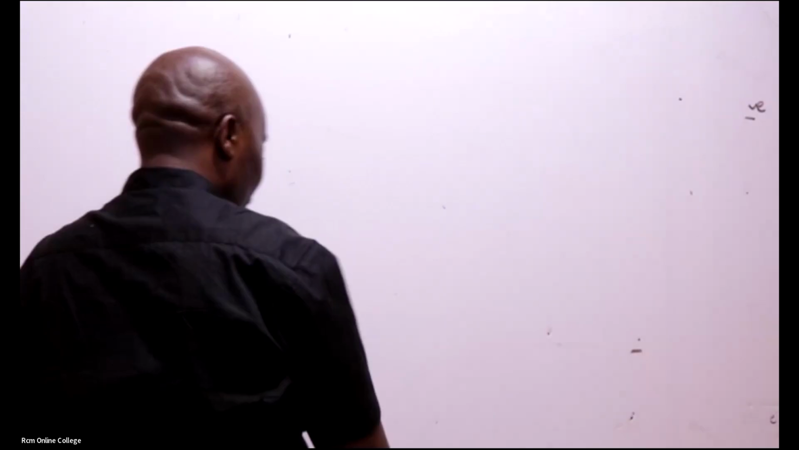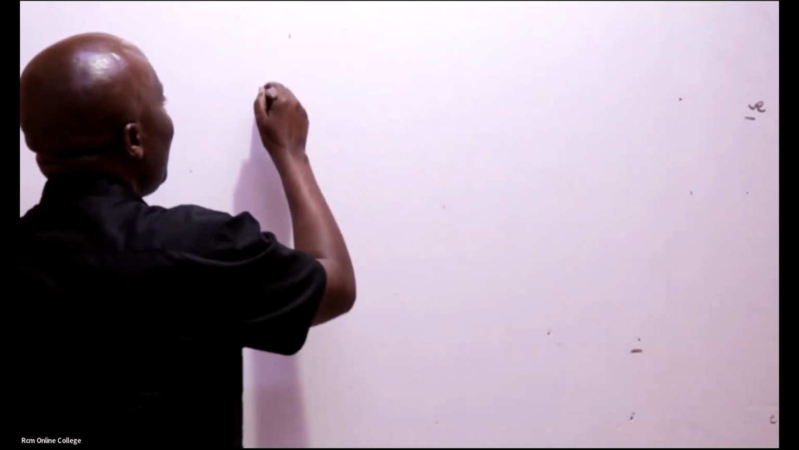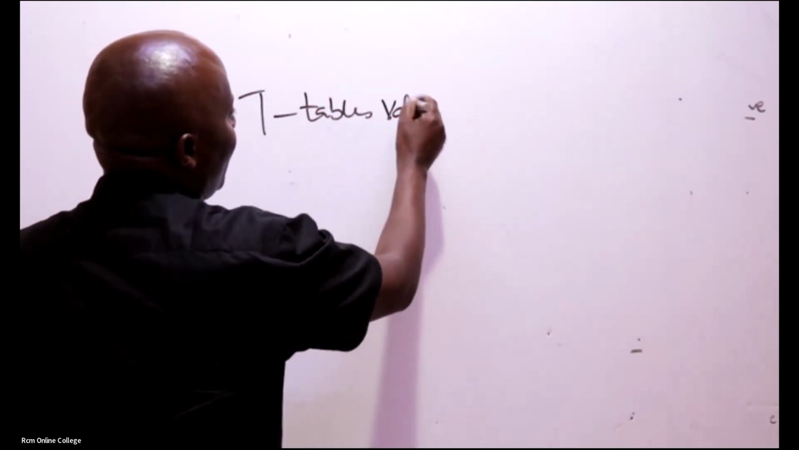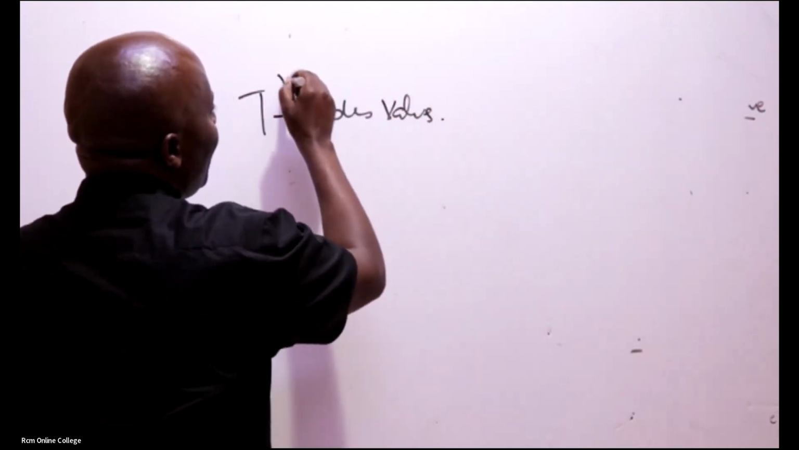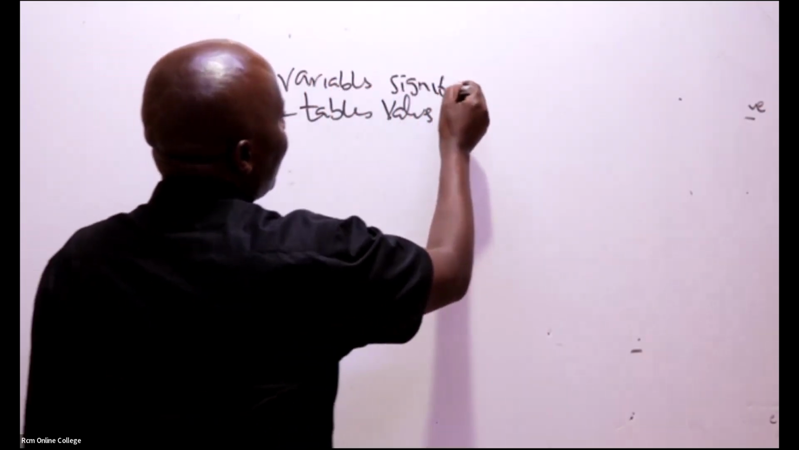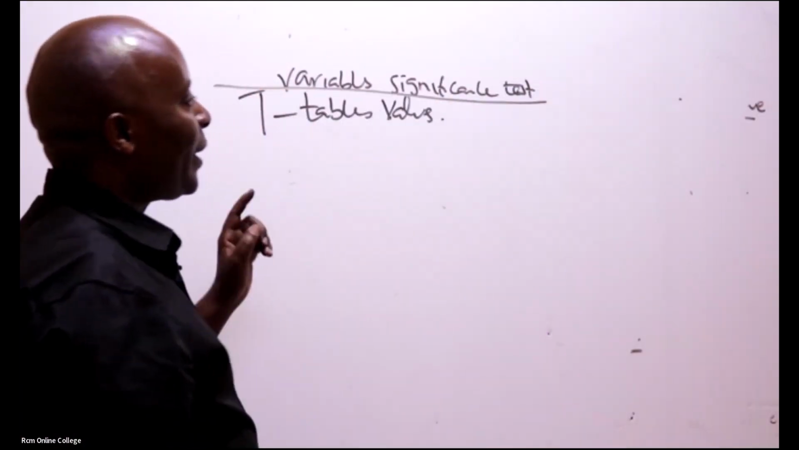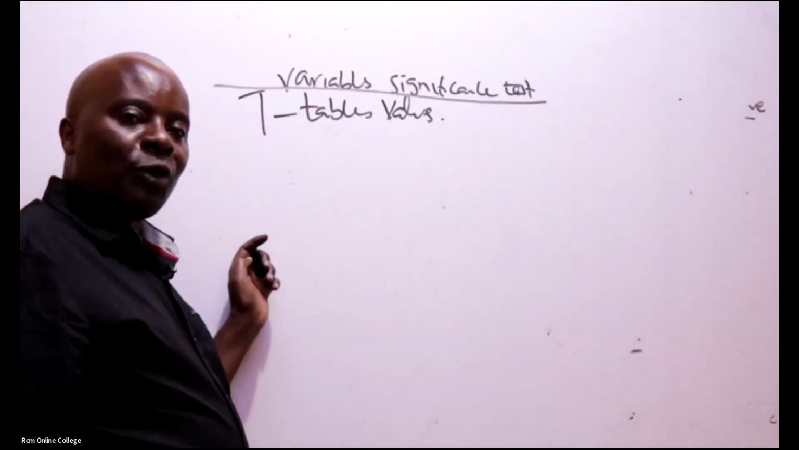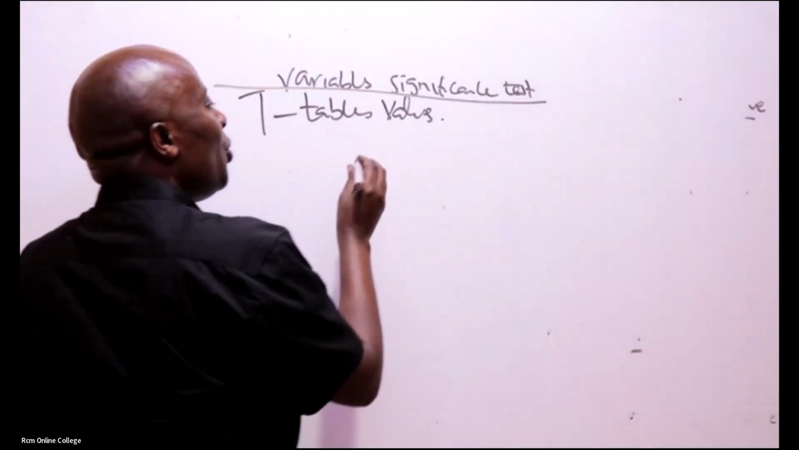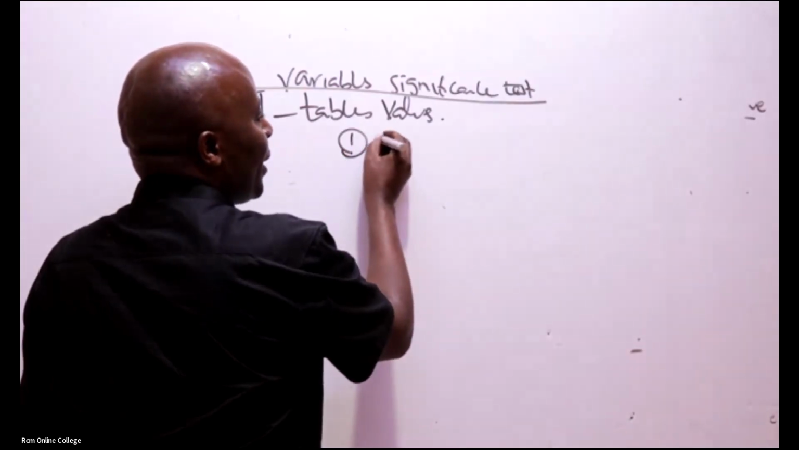So in this case, we shall go ahead and read the T tables value, because these are variable significance tests. We are using, ladies and gentlemen, the T statistic. So we have to read the T tables value. For us to be able to read this T tables value, what do we need? We need degrees of freedom.